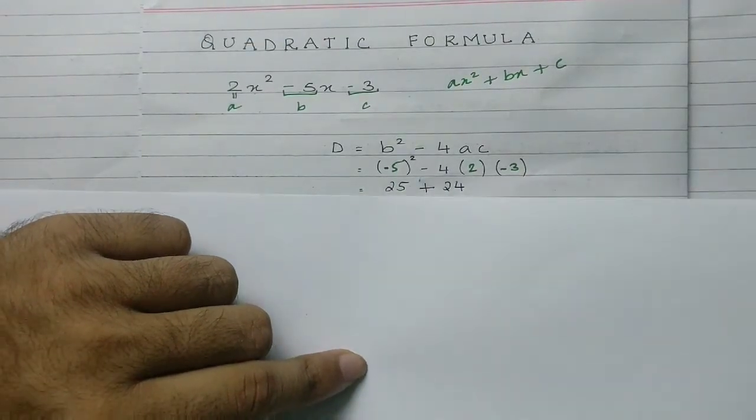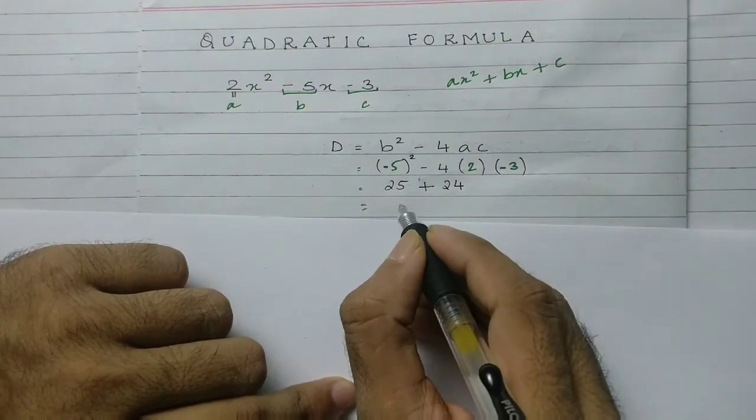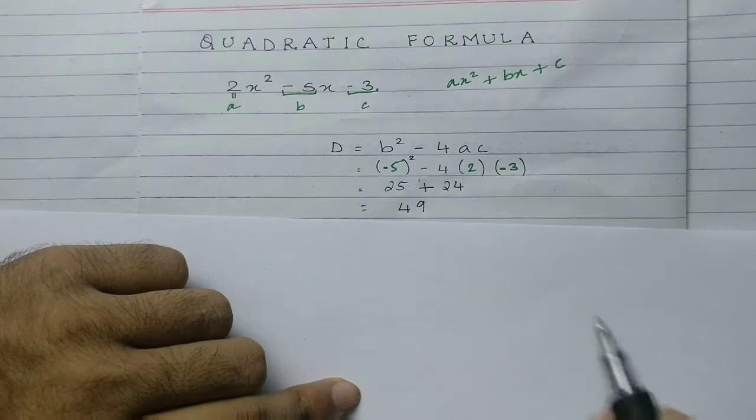So this would become, add them and you will get 49.